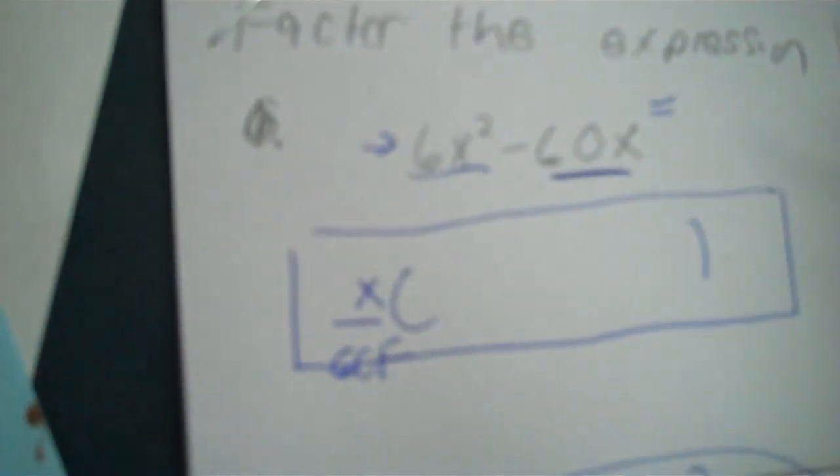Okay, so do you have x in the last slot? Yes, you do. Do you have a negative in the front slot? No, you don't. 6 and 60 are both in the 6th row, so the greatest common factor that can be divided out is 6. Okay, so I put that in parentheses.